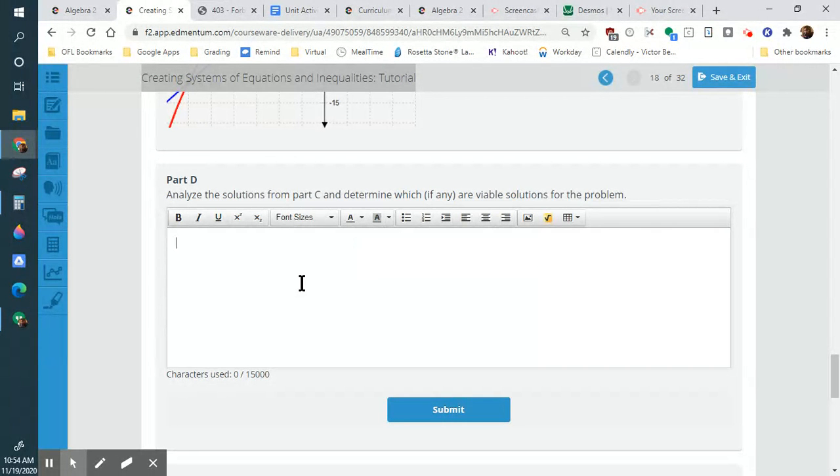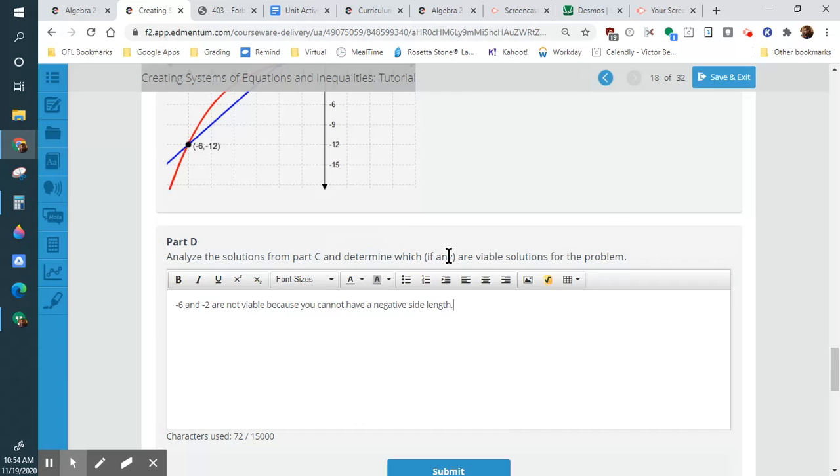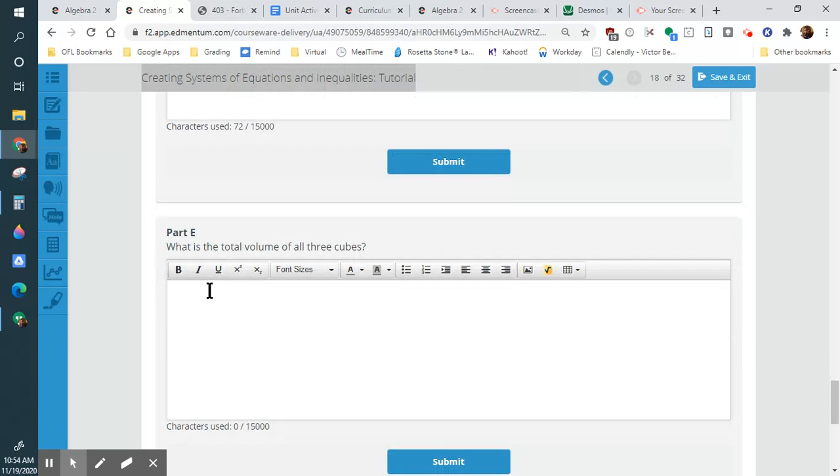Determine this. So, this is where we talk about viable options. So, -6 and -2 are not viable because you cannot have a negative side length. Side length, you never go like, how much does that measure or how tall is that? It's -2 inches. It's always positive.